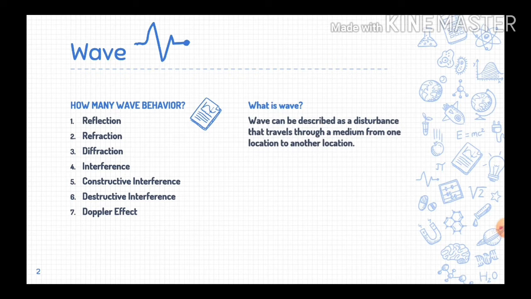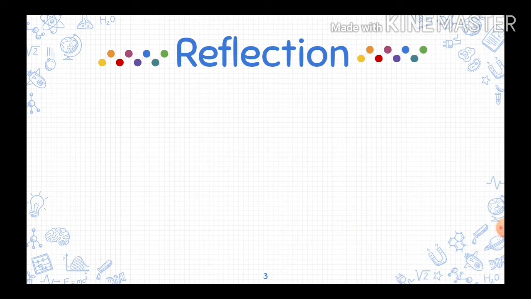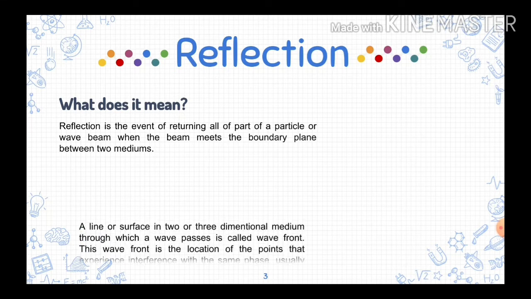Wave can be described as a disturbance that travels through a medium from one location to another location. This is wave. Next, going to the first behavior, which is reflections. What does it mean? Reflections is the event of returning all or part of a particle or wave beam when the beam meets the boundary plane between two mediums.